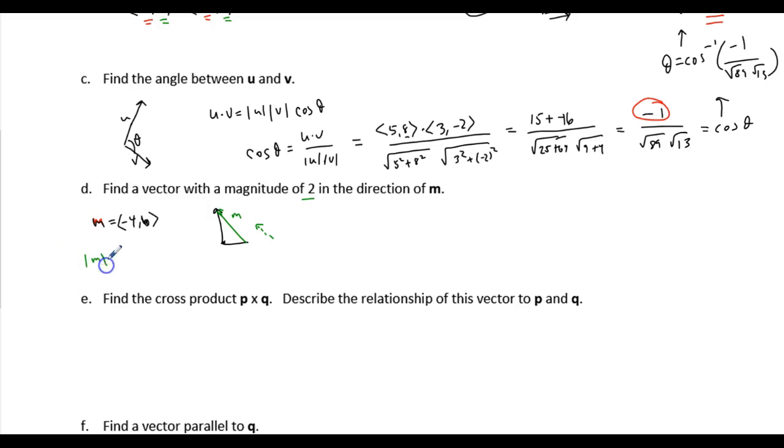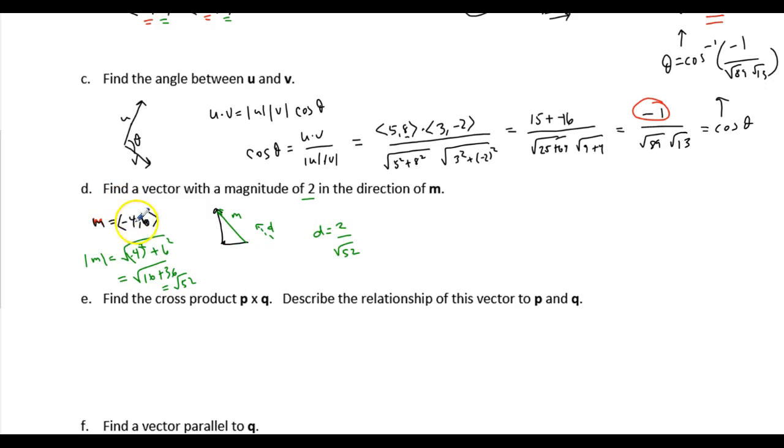The magnitude of m is just applying the Pythagorean theorem again: negative 4 squared plus 6 squared, which is the square root of 16 plus 36, which equals root 52. So if we left m alone, its length would be root 52, which is a little bit over 7. So we need to find this vector, let's call it d, and we want it to have a length of 2. The scale factor is 2 divided by root 52.